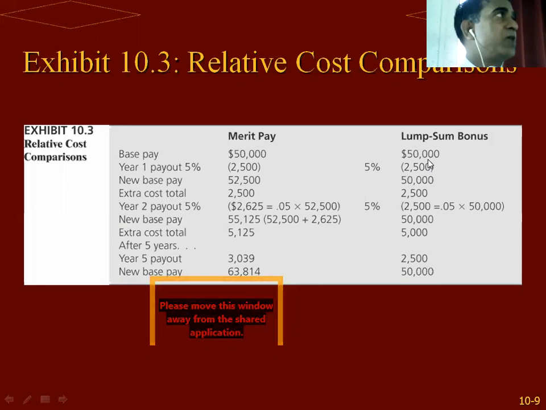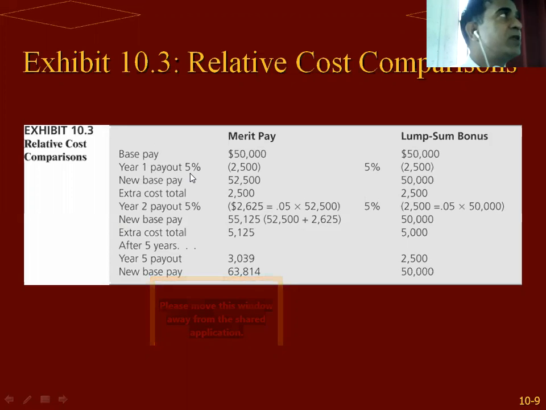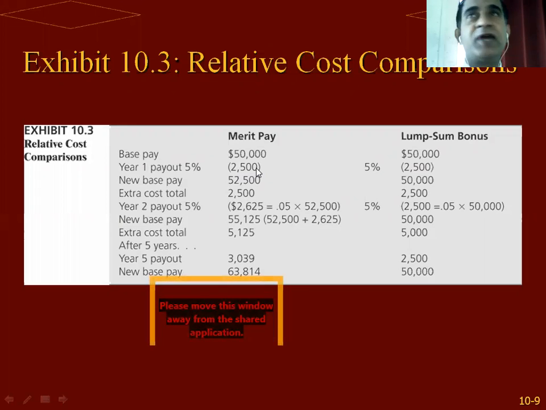In company 2 also the base pay is $50,000. So year 1 payout, let us say an annual increment at 5%, $2,500. 5% of 50,000 is 2,500. Now, what I said in merit pay, the annual increment or that pay for performance becomes part of the basic salary. So 50,000 plus 2,500, 52,500 is the new base pay or basic salary. And what is the extra cost to the company?